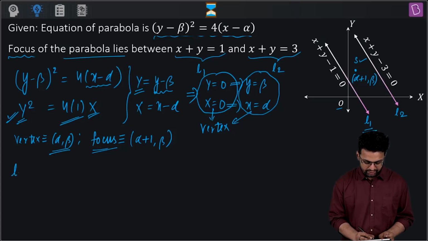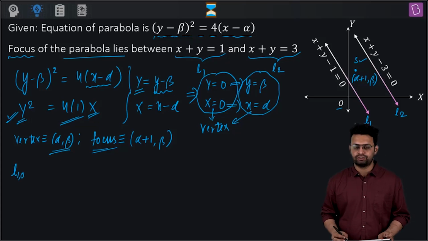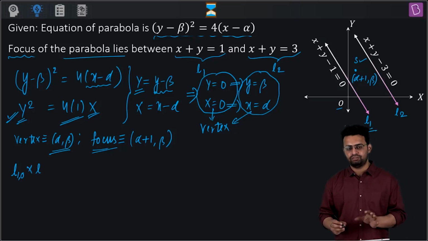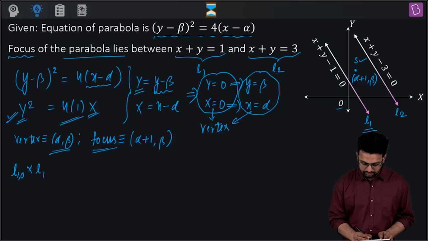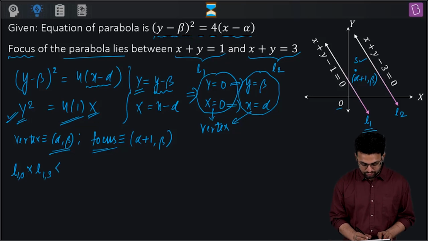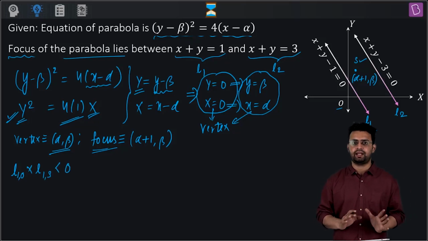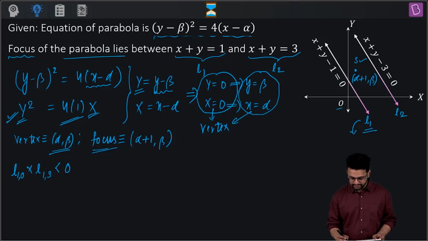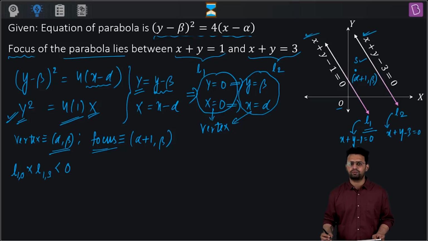If in the equation of line L1 I put the origin, and then multiply the same thing by putting the point S in the equation of the line L1, this value has to be less than 0 because the origin and the point S are lying on opposite sides of the line. Okay, so what is L1? L1 is nothing but x plus y minus 1 is equal to 0. What is L2? L2 is x plus y minus 3 is equal to 0. It is already mentioned. Just have a look at the figure.